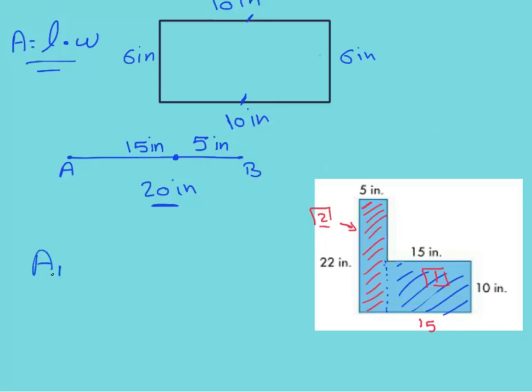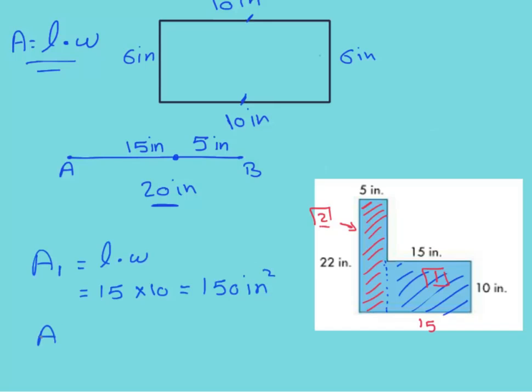The area of the first figure is length multiplied by width. Why? Because it's a rectangle. The length here is 15 multiplied by the width, 10. The answer is 150 inch square.